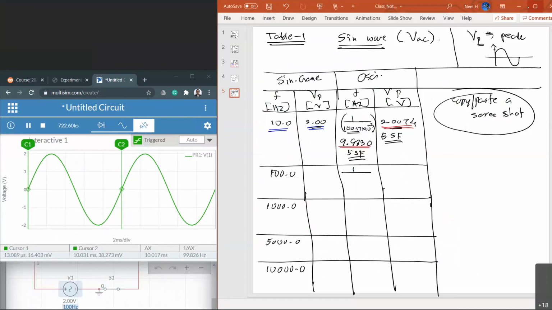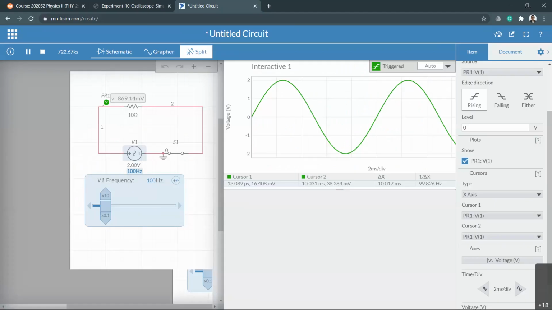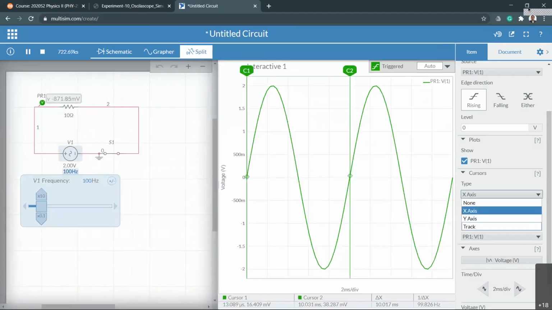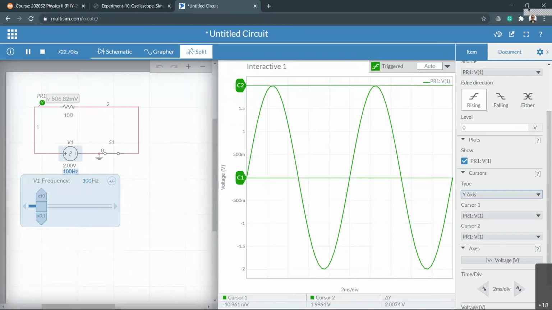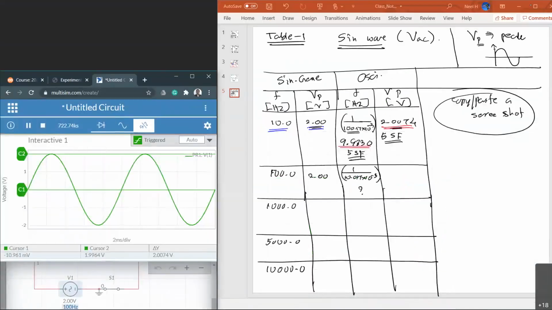That means 1 over 10.017 milli, okay, 10 to the negative 3. You do that calculation and find the frequency there. Voltage applied, I keep it the same, 2 volts. Let's read the voltage. All you have to do is change the cursor to the y-axis. Now you read the difference between the two cursors, 2.0074, because that remains the same. We did not change any difference there, 2.0074. And then likewise you continue.